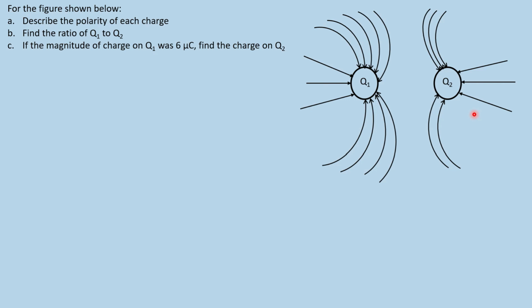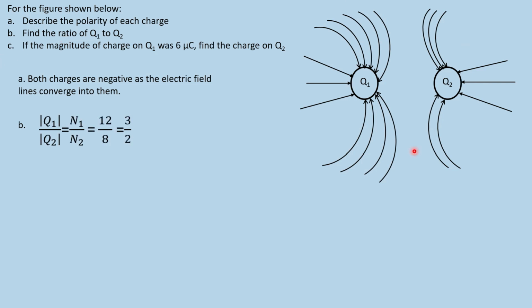Now, this exercise, the same exact exercise, but with a different figure. Now, as you see, the lines are pointing towards Q1. They are converging in. Same thing for Q2. They are converging in. Then both charges are negative. Now, the ratio, we use the formula Q1 over Q2 equals N1 over N2, and we replace. For Q1 we have 12 lines if you count them, and for Q2 we have 8 lines, so 12 over 8 or 3 over 2, then Q1 to Q2 is 3 to 2.